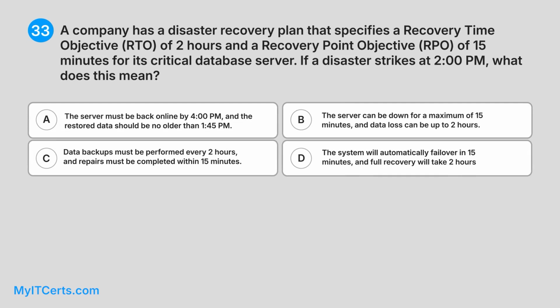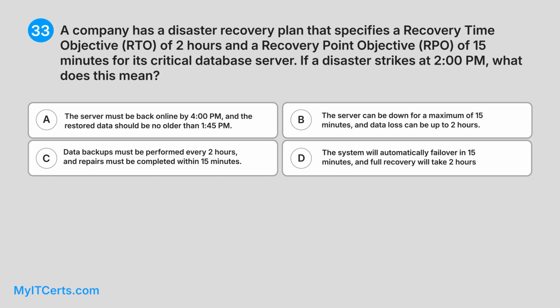33. A company has a disaster recovery plan that specifies a recovery time objective, RTO, of 2 hours and a recovery point objective, RPO, of 15 minutes for its critical database server if a disaster strikes at 2 p.m. What does this mean? A. The server must be back online by 4 p.m. and the restored data should be no older than 1:45 p.m.